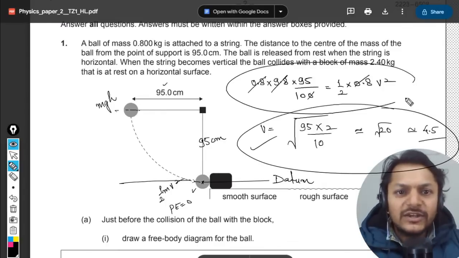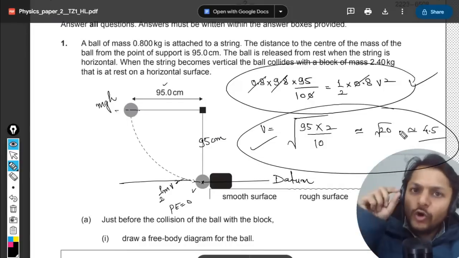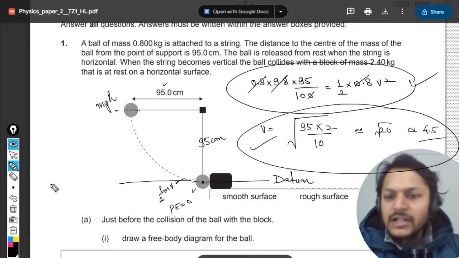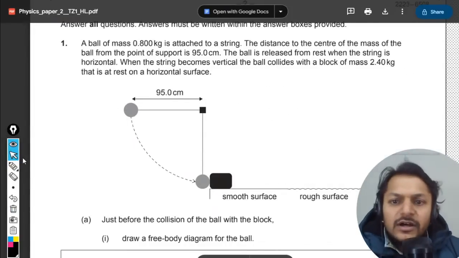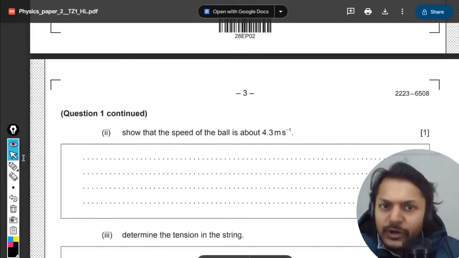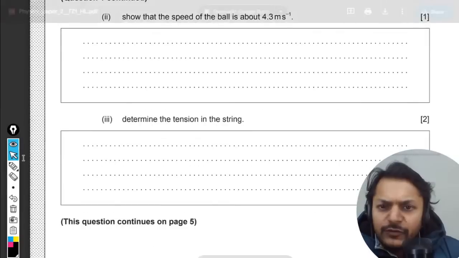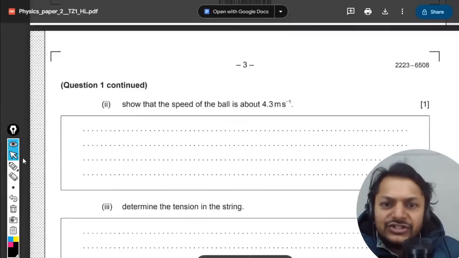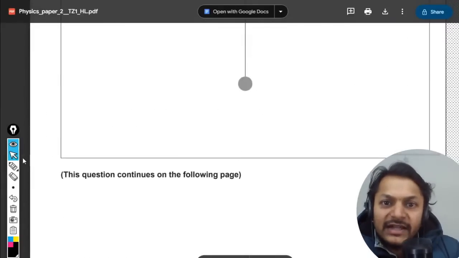I will show you this in the mark scheme. This is the equation that you have to solve. If you have the calculator, you can go that way. So this is how we do it, and the velocity for this will be 4.3, and I'm getting approximately 4.5. Determine the tension in the string. So we have to find the tension in the string now.